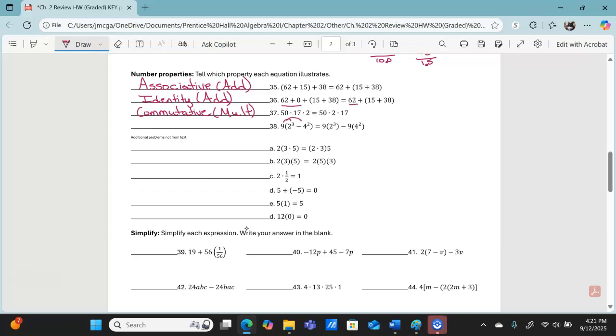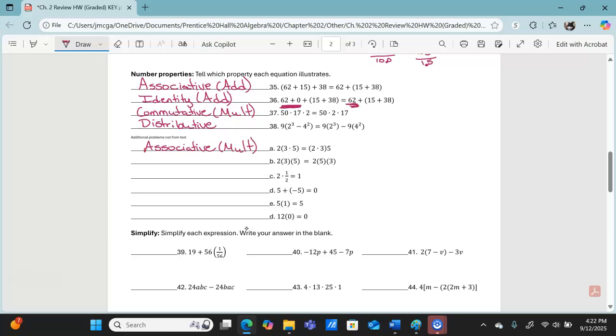On this one, they took the 9 through. That's the distributive property. And on 36, I would underline this and this to show yourself how I was coming up with the identity property from all of that. On letter A here, 235, 235, the numbers have not changed their location. The grouping has changed. So that's the associative of multiplication.